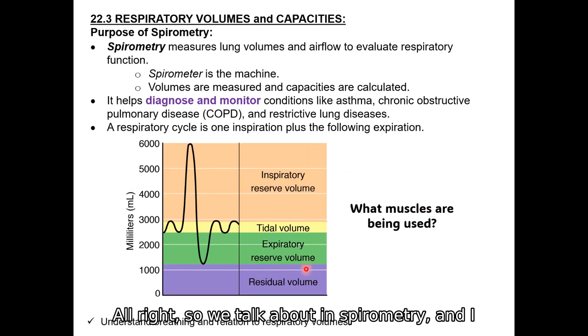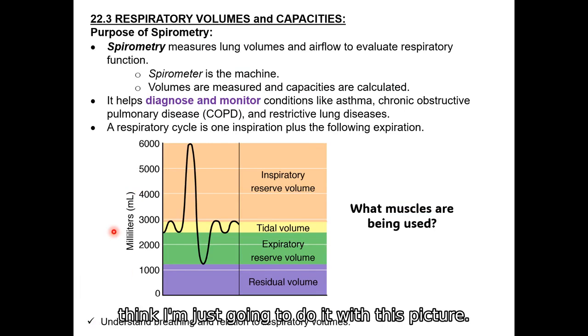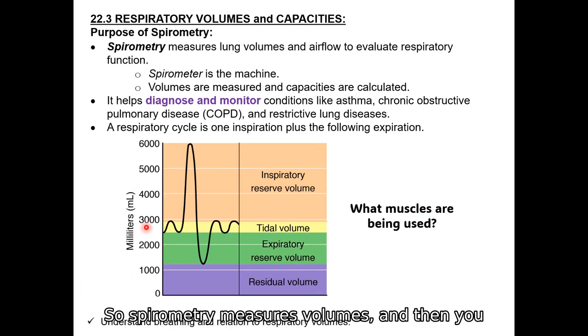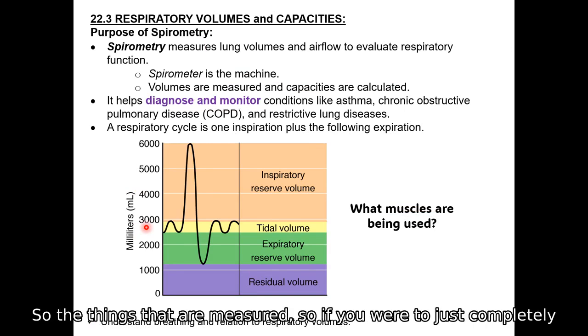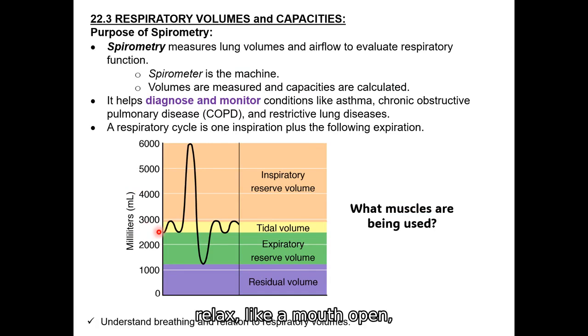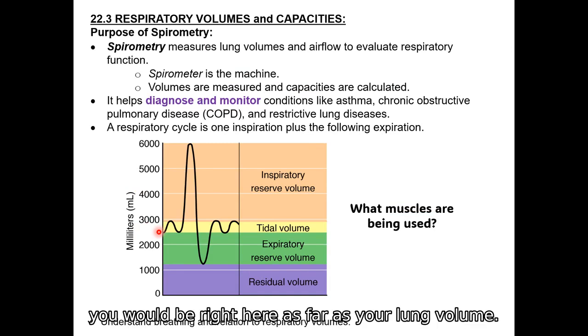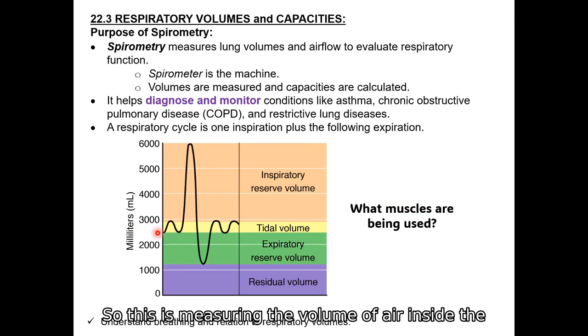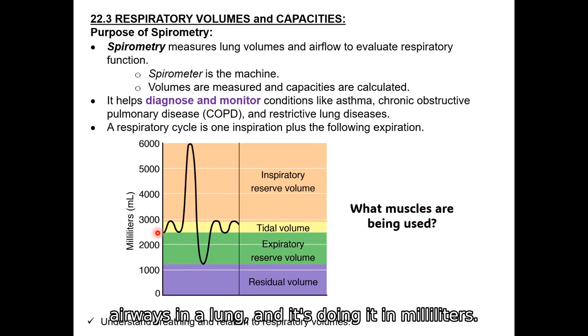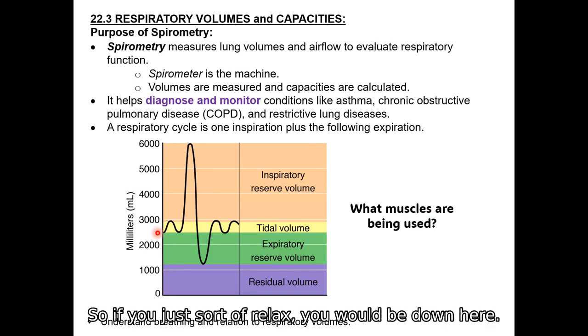All right, so we talk about in spirometry, and I think I'm just going to do it with this picture. So spirometry measures volumes, and then you can add up volumes to calculate capacities, okay? So the things that are measured, so if you were to just completely relax, like, mouth open, and just let your diaphragm, your external intercostals, all of them just relax, you would be right here as far as your lung volumes. So this is measuring the volume of air inside the airways in a lung, and it's doing it in milliliters. Okay, so if you just sort of relax, you would be down here.